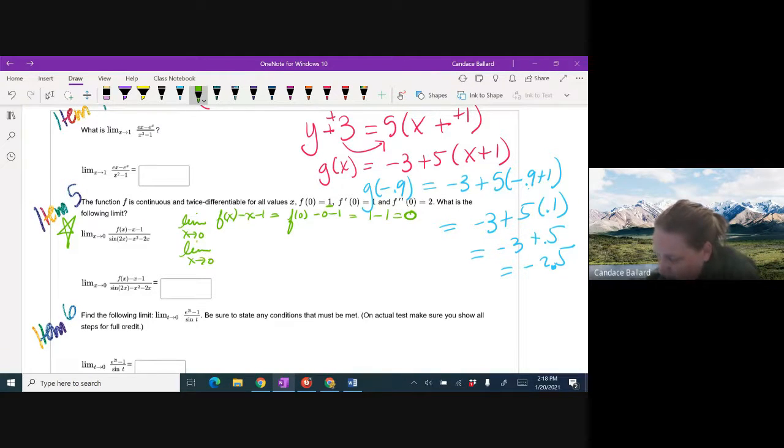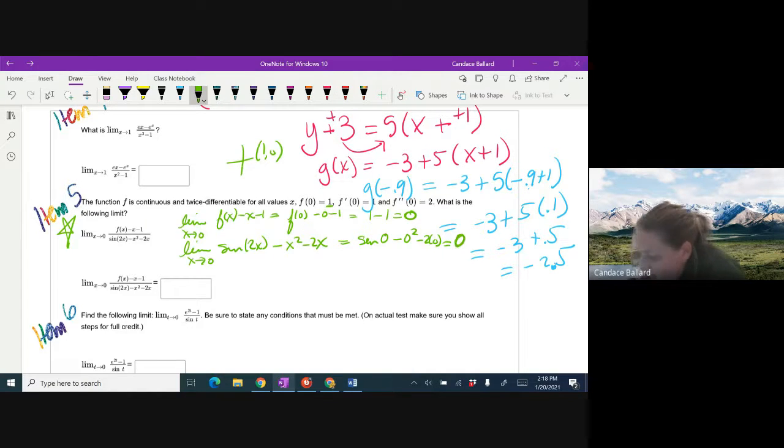Limit as x approaches 0 of sine of 2x minus x squared minus 2x. All right, so we've got sine of 2 times 0 is just going to be 0. Minus 0 minus 2 times 0. Okay, good old unit circle. What's sine of 0? 0, and all this other stuff is 0, so it's got to be 0. All right, so what rule are we now going to apply? Yep, good old L'Hopital's rule.